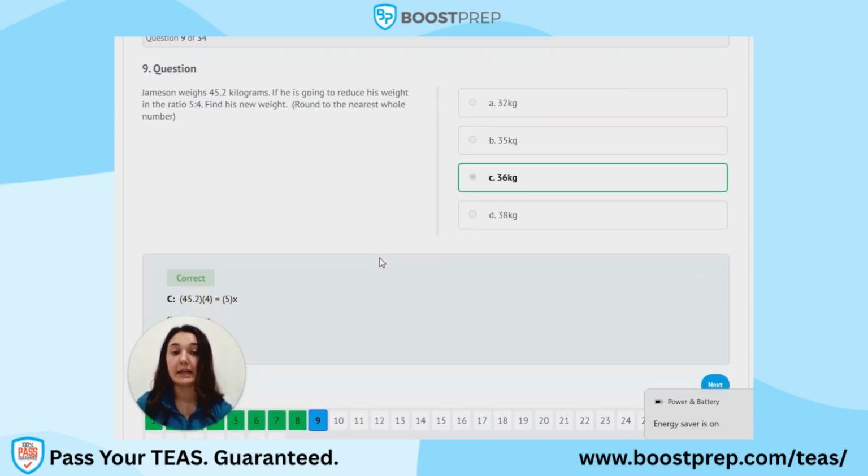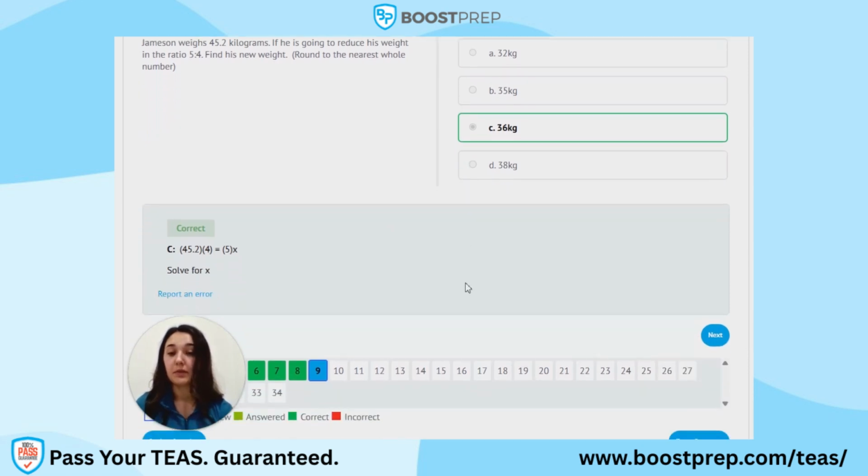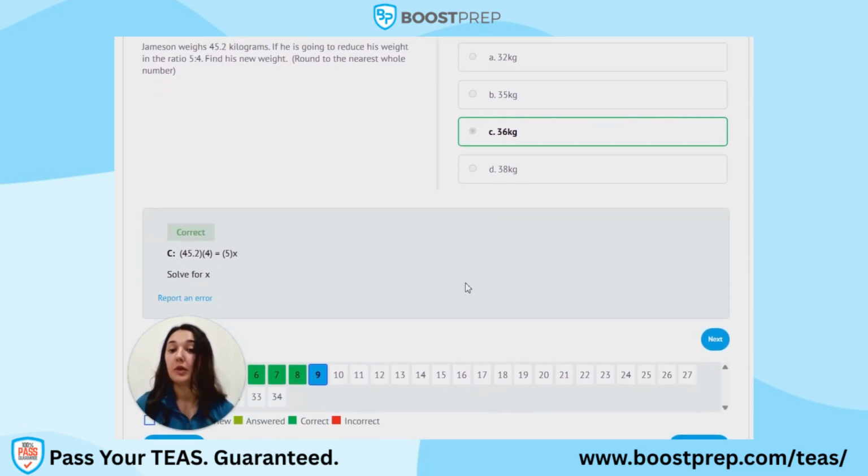The correct answer is C, 36 kilograms. So for this problem, you have to set up an equation. So 45.2 times 4 equals 5x. And you solve for x. So 45.2 times 4 is 180.8 equals 5x, divided by 5 on both sides. That gets you 36.16. Round to the nearest whole number is 36.